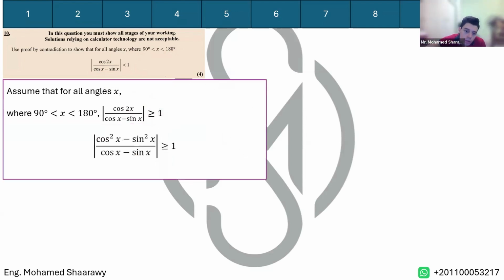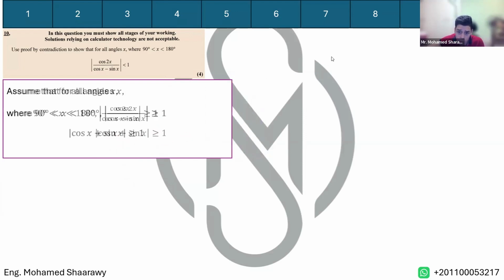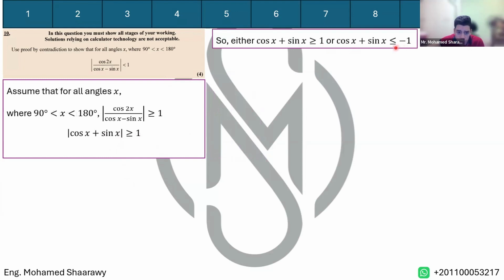So cosine 2x, I can rewrite it as cosine squared x minus sine squared x. I can factorize this into a difference of two squares. So this factor is just like the denominator, so I can cancel them out. And now, how can I find a contradiction to this? First, let's get rid of the modulus. If the modulus of something is greater than or equal to 1, this means that this something is either greater than or equal to 1 or less than or equal to -1.